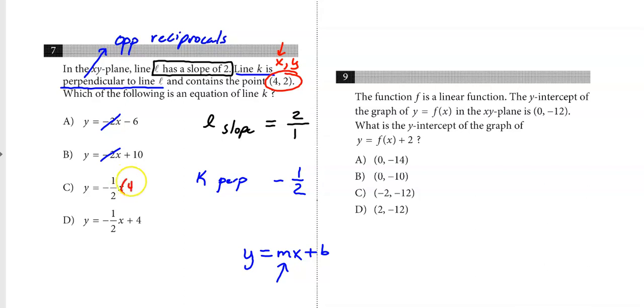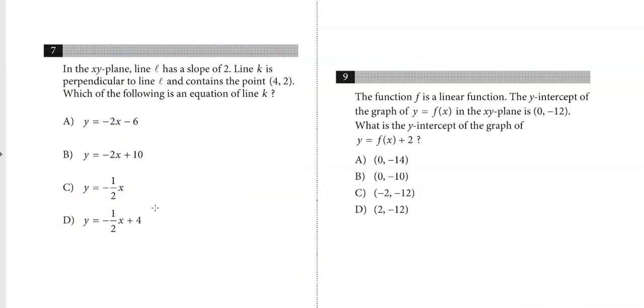So if I put x is 4 and I put y is 2, negative 1/2 times 4, well, that's a -2. So that doesn't equal 2. So I know the correct answer here cannot be C. So I got to go to the next one. And if I put 4 in here, well, negative 1/2 times 4, that's a -2, added to 4. Boom, that one checks out. So the correct answer here is D. There's other ways algebraically to do that one, but I think that's kind of the most straightforward way.